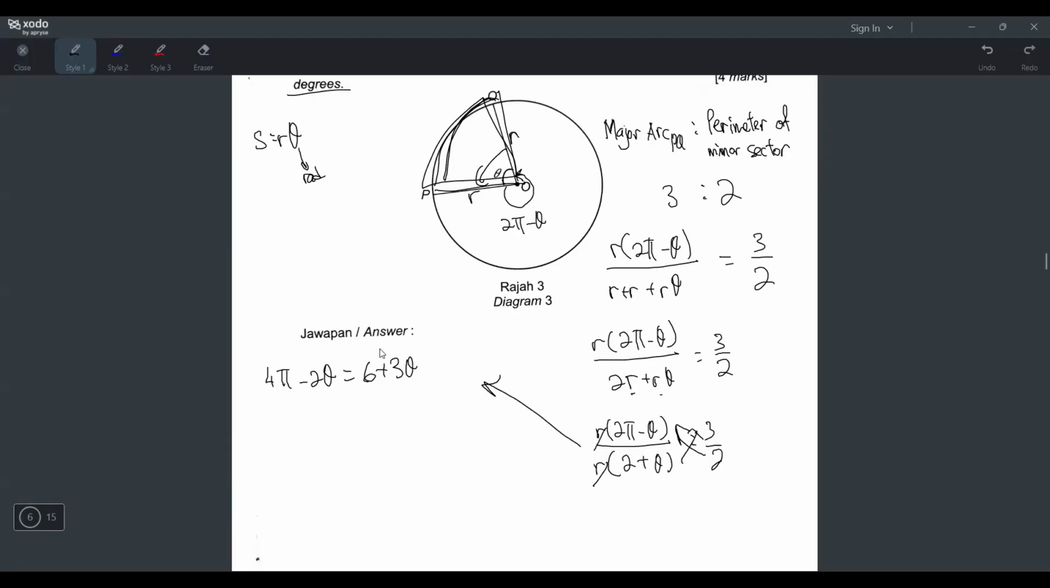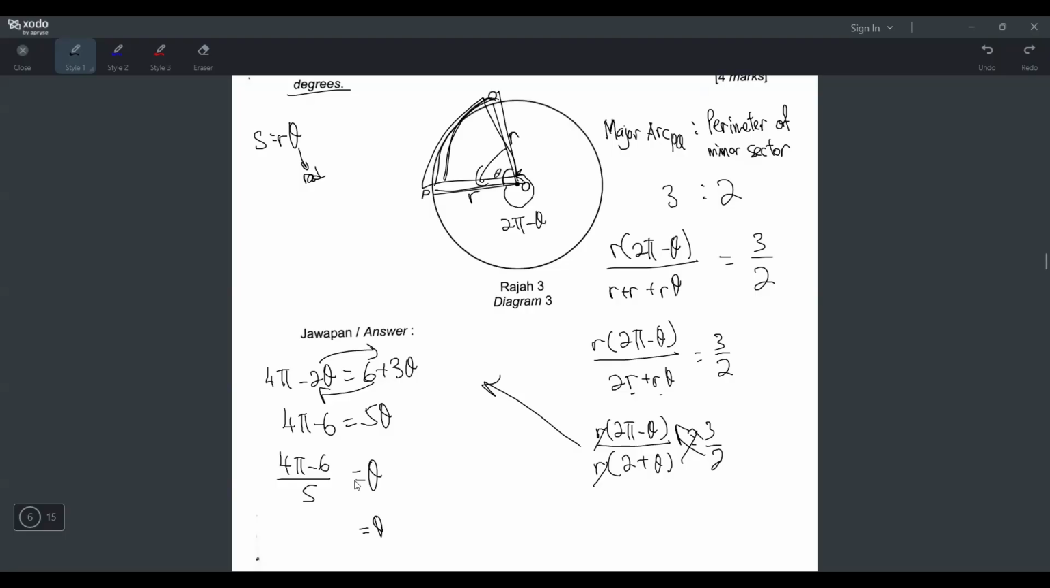Okay. All right, now I want to find theta. So how to do that? 4 pi plus 6 move over becomes minus 6, minus 2 theta moves over becomes plus, 3 theta plus 2 theta, 5 theta. So to get your theta, it will be 4 pi minus 6, divided by 5. And now you can get your theta. But when you press this in your calculator, it will give you in radian. Because just now you already assumed the theta is in radian. So automatically, when you press this, it will come out in radian.